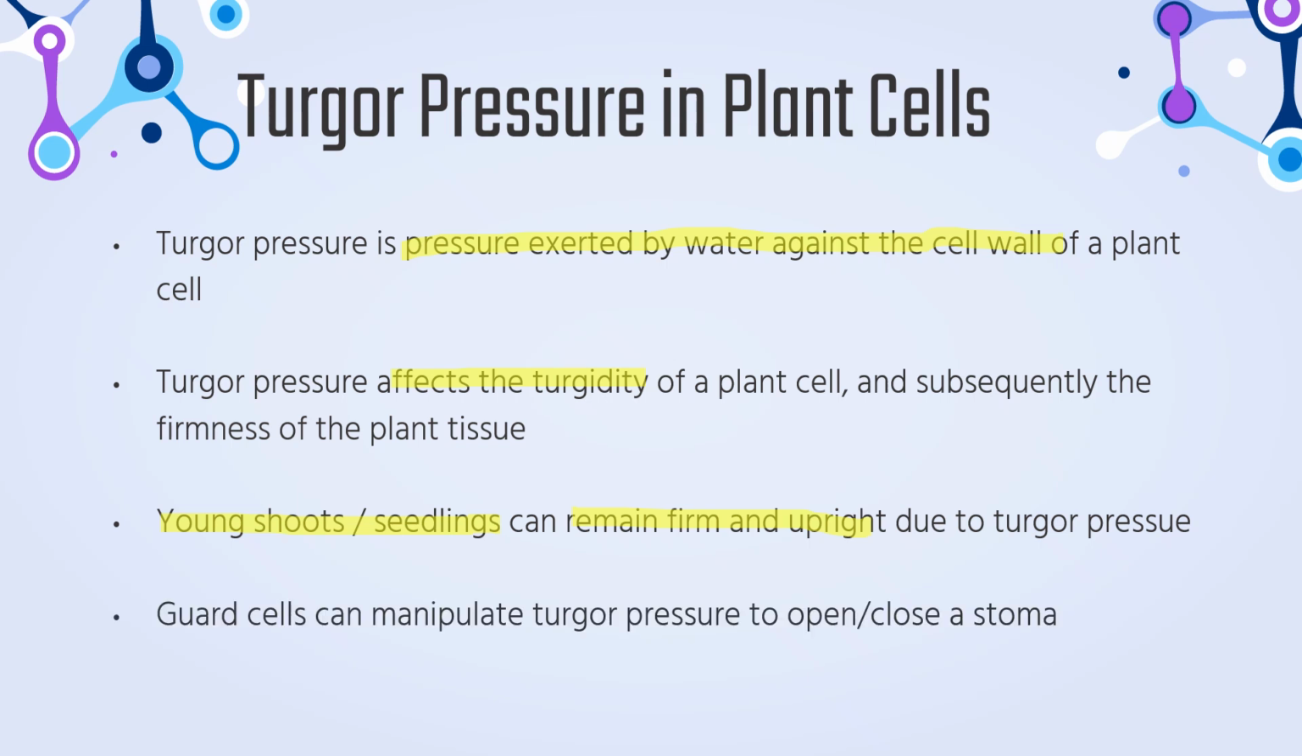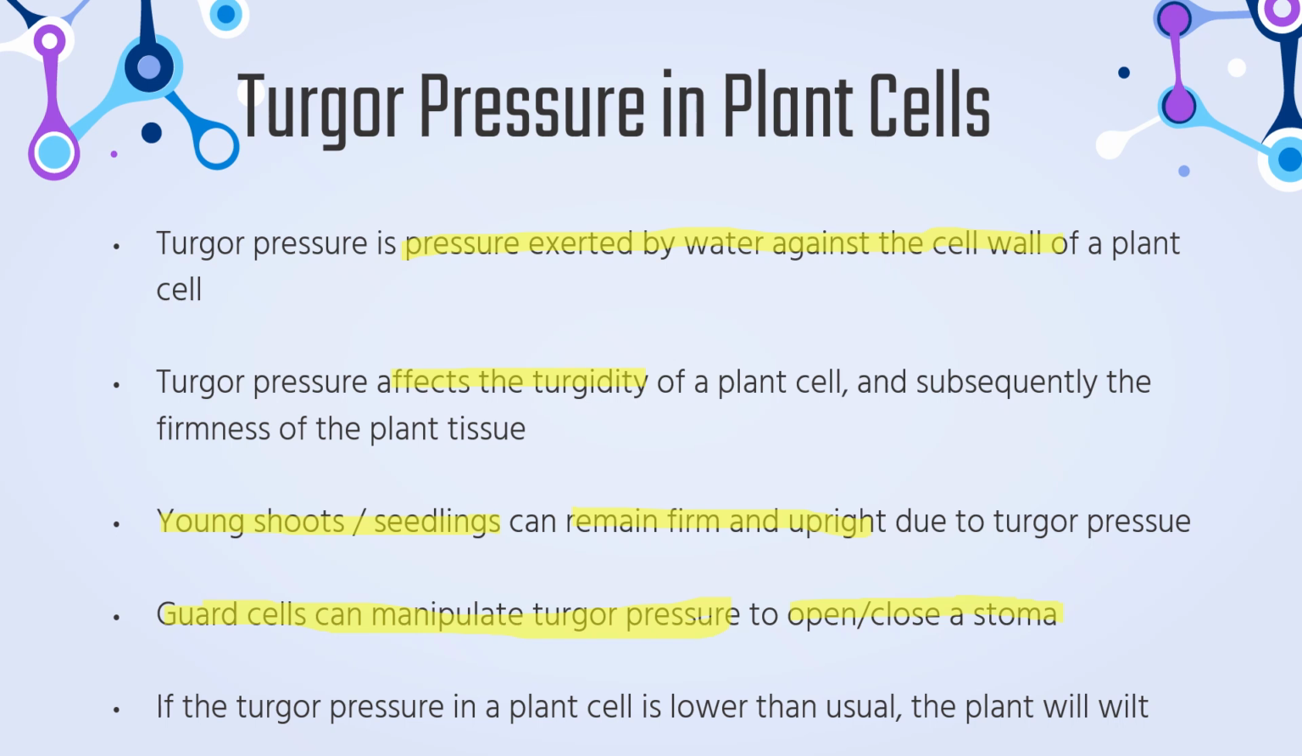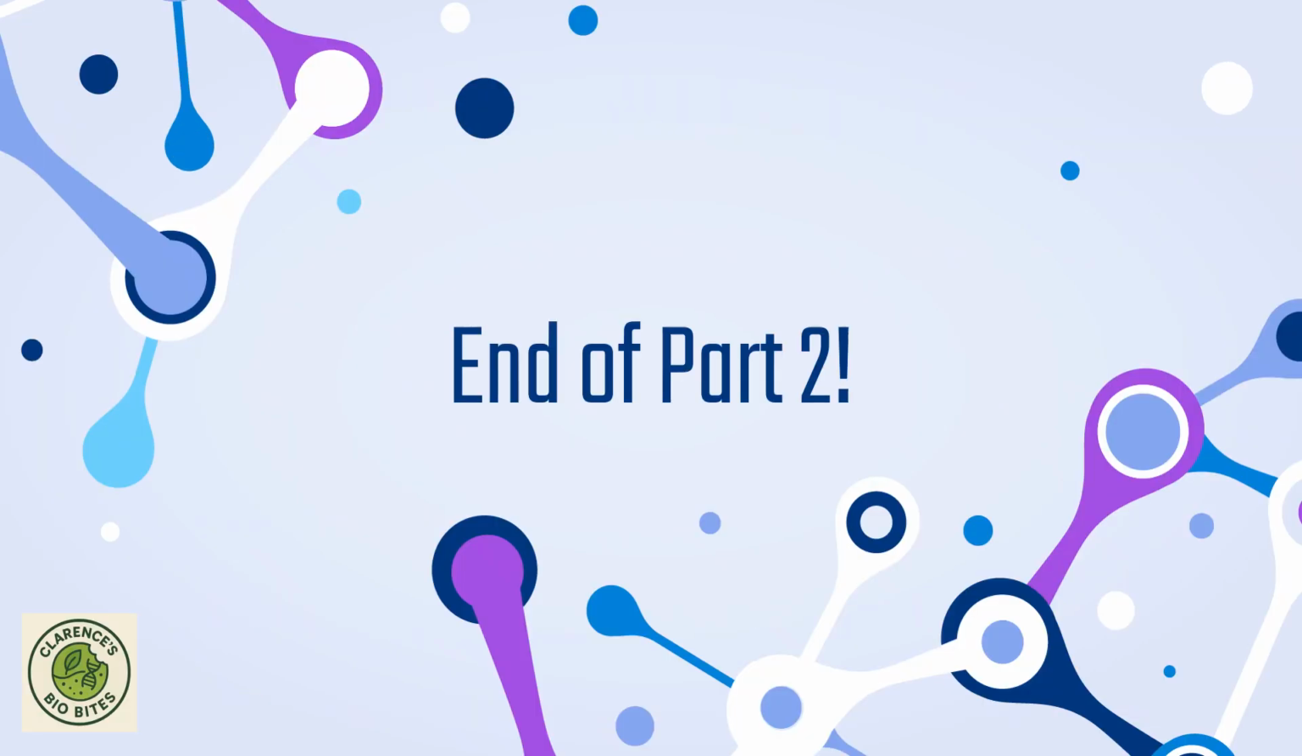Guard cells, which we'll study later, can manipulate turgor pressure, and this manipulation actually opens or closes the stoma or the stomata. If the turgor pressure of a plant cell is lower than usual, the plant will wilt. The plant will droop, which is not good for the plant.